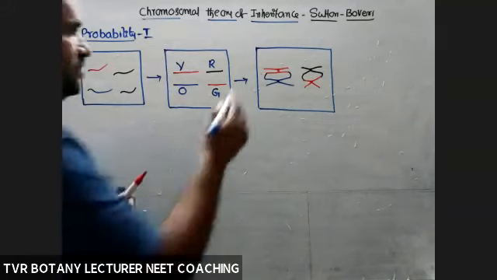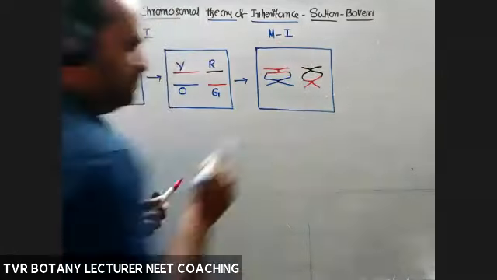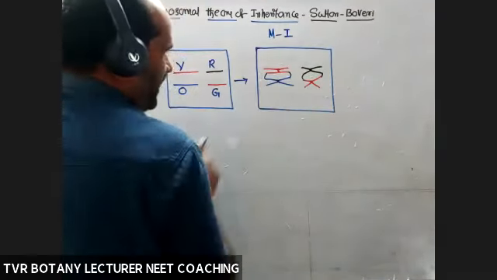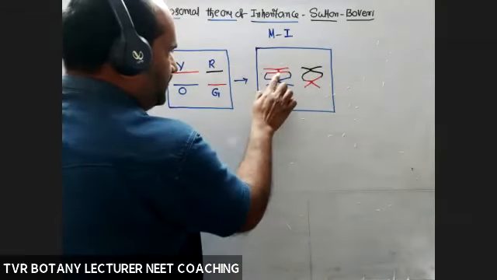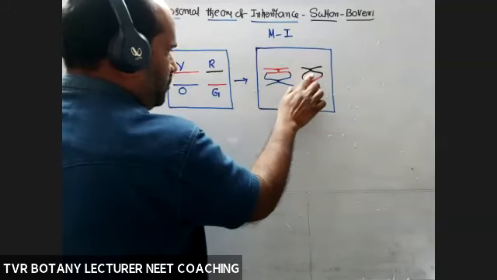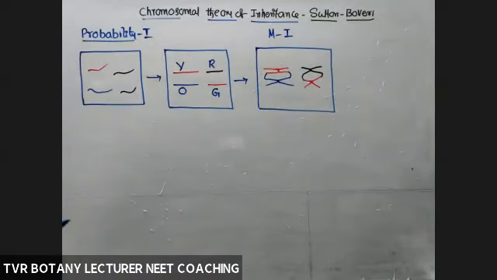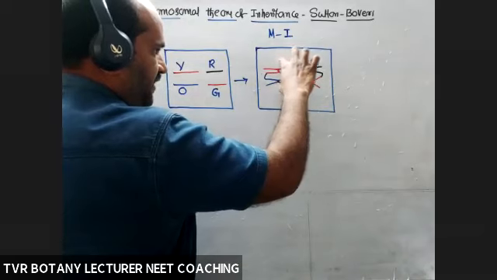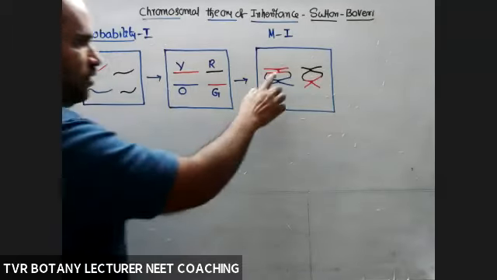So now during metaphase 1, what about the alignment of tetrads or bivalents? The alignment of this tetrad is independent of this one. Reason, these two are homologous chromosomes. So that's why the metaphase plate forms with this one and this one. So the alignment of this bivalent is independent of this bivalent. That is true.